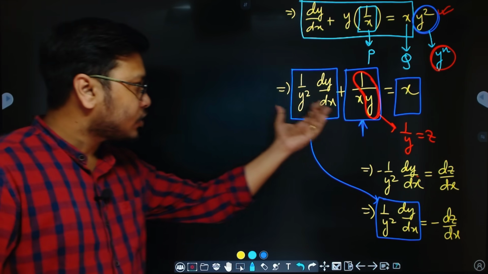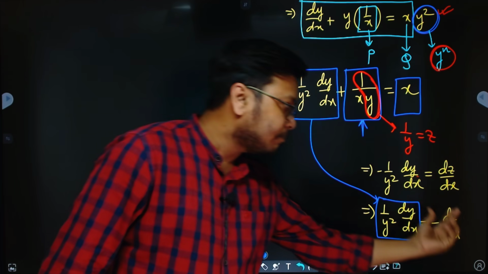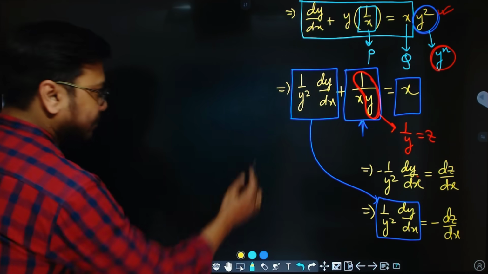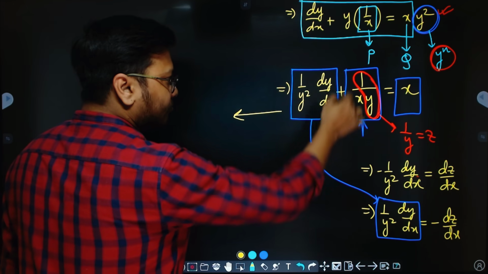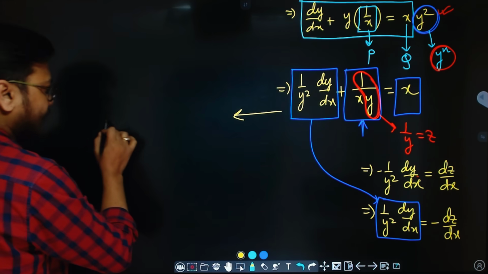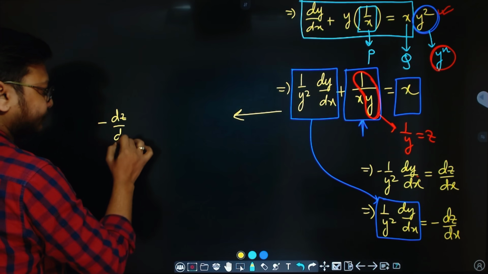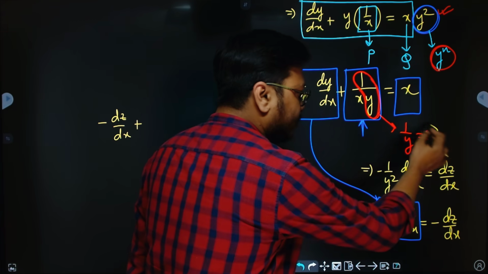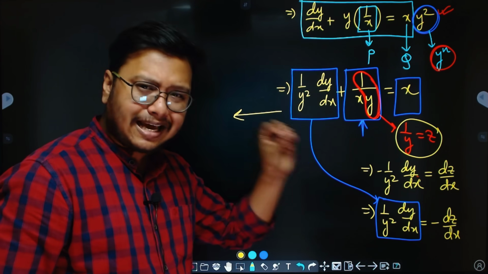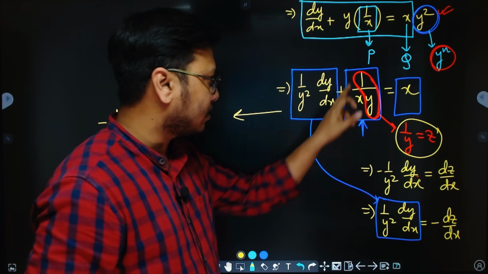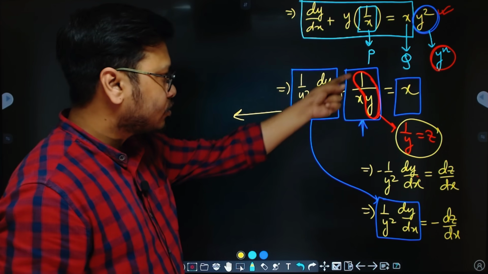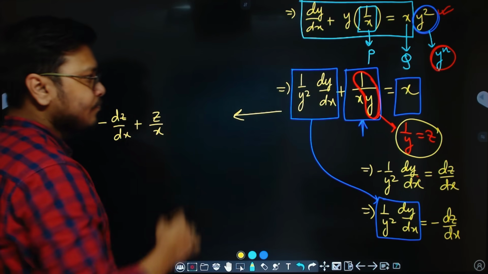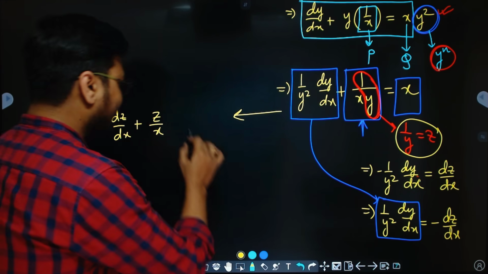Okay, so the first term is now going to become minus dz/dx. Now I'm going to plug in the substitution. If I plug in the substitution, this first block term becomes minus dz/dx plus 1 by y, which I have substituted as z. Keep the x as it is, don't tamper with the x term. 1 by y is z, so basically I have z by x. Right side x is going to remain as x.